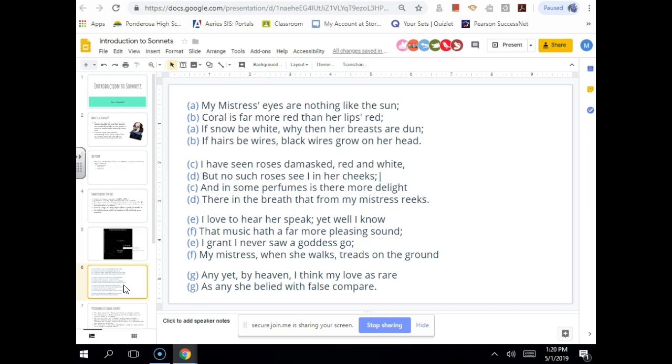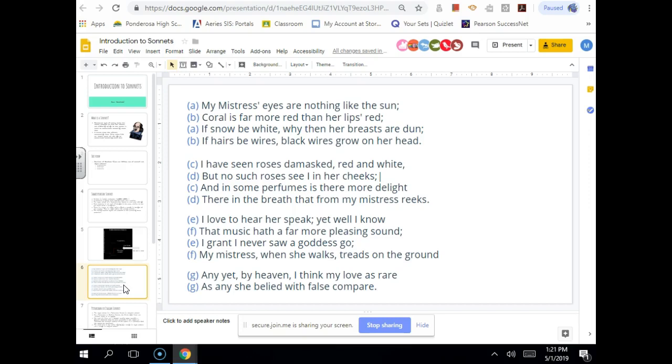My mistress' eyes are nothing like the sun. Coral is far more red than her lips' red. If snow be white, why then her breasts are dun. If hairs be wires, black wires grow on her head. I have seen roses damasked, red and white, but no such roses see I in her cheeks. And in some perfumes is there more delight than in the breath that from my mistress reeks.